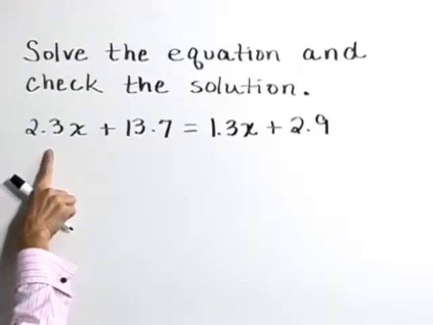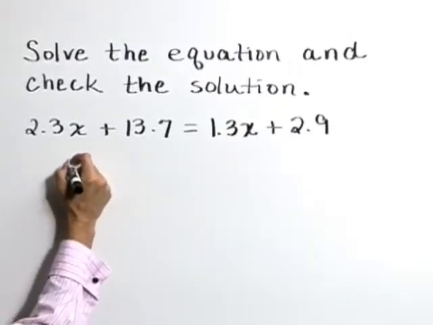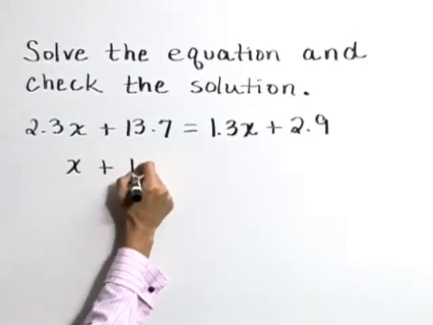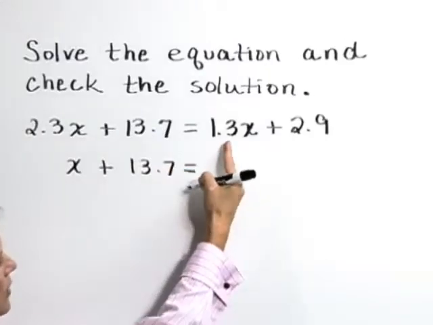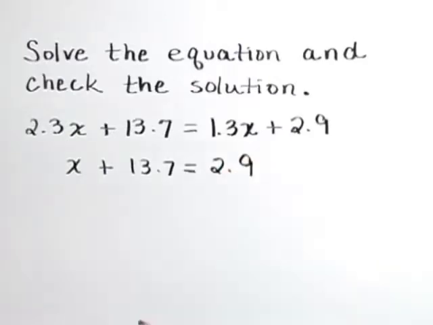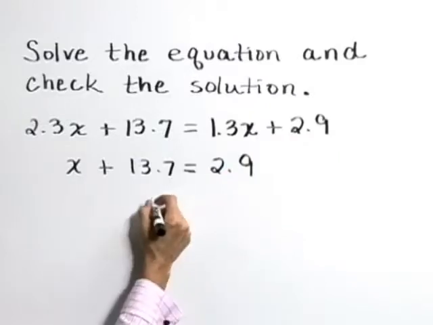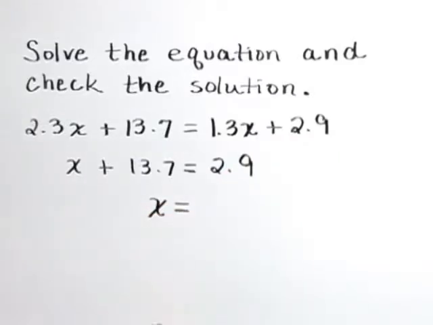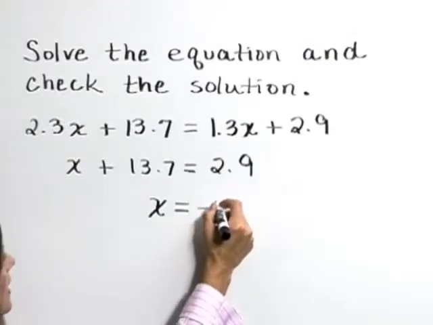On the left, 2.3x minus 1.3x is 1.0x, or 1x, plus the 13.7. The 1.3x cancels from the right, leaving 2.9. As a last step, let's subtract 13.7 from both sides, isolating x on the left. On the right, 2.9 minus 13.7 is equal to negative 10.8.